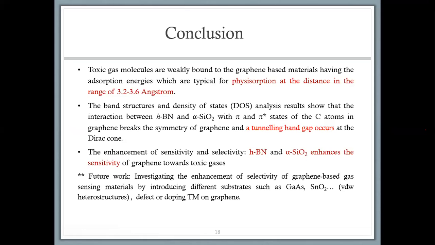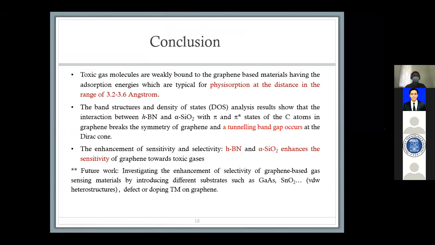In future work, we are going to continue to investigate the enhancement of selectivity of graphene by introducing different substrates with two-dimensional materials such as gallium arsenide or other materials, or by introducing defects or doping transition metals on graphene. So this is my final slide in my talk. Thank you very much for your attention.